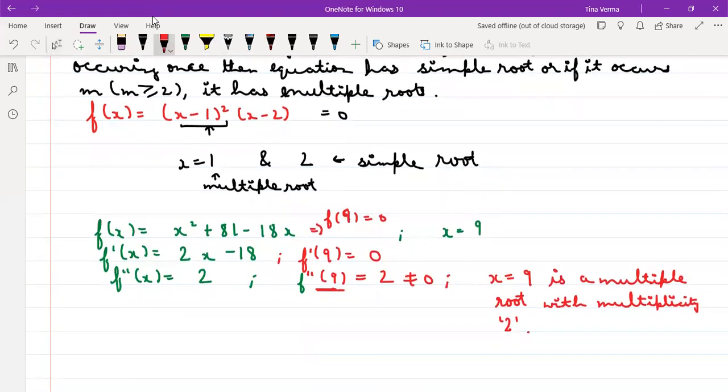You can check for this f in the earlier case. If you evaluate f dash x at this point, this will be 2x minus 1, x minus 2 remains as it is, plus x minus 1 whole square, the derivative of x minus 2 will be 1. So you can check that f dash 1 at this point comes out to be 0. That means 1 is your multiple root. So to check its multiplicity, you have to evaluate the double derivative.